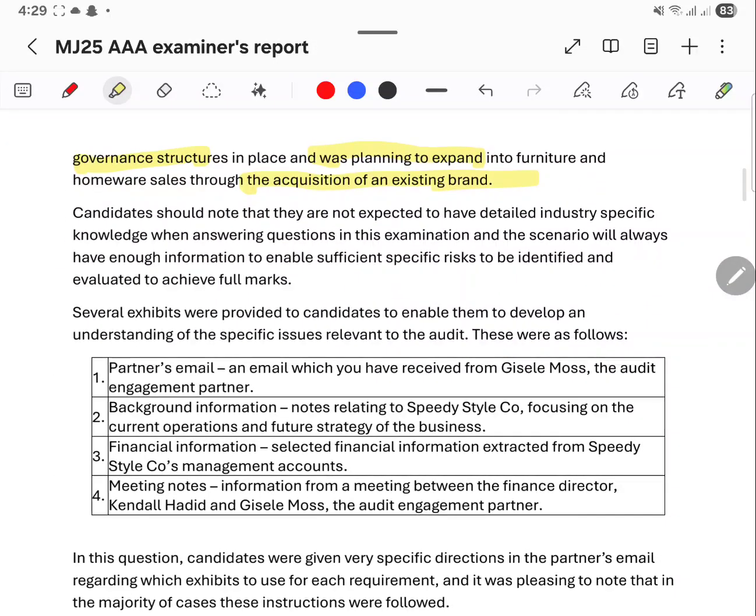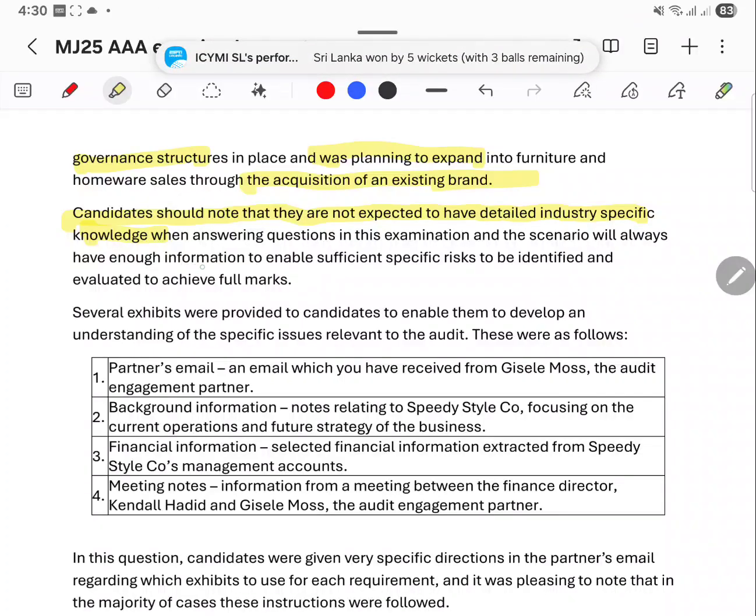Here, candidates should note that they are not expected to have detailed industry specific knowledge when answering questions in this examination, and the scenario will always have enough information to enable sufficient specific risks to be identified and evaluated to achieve full marks.